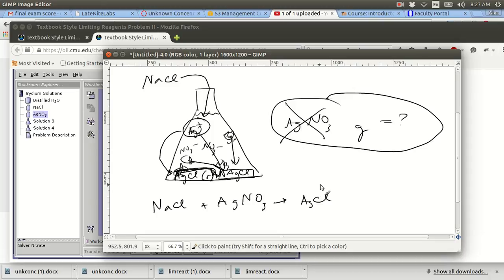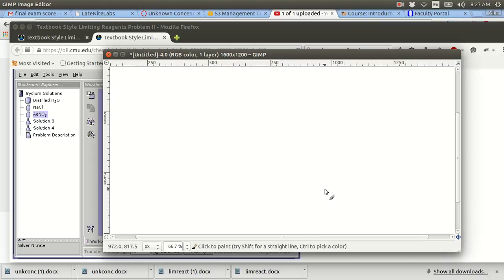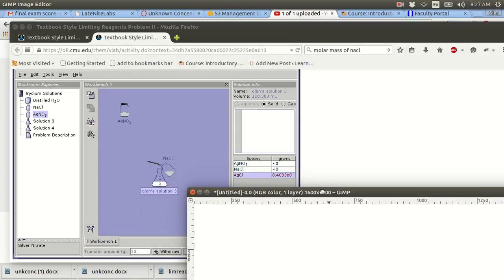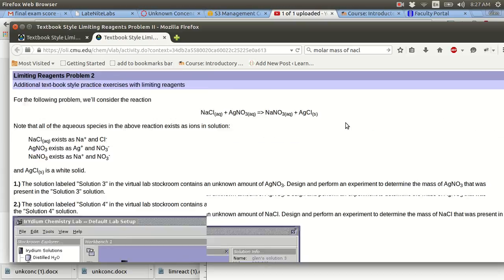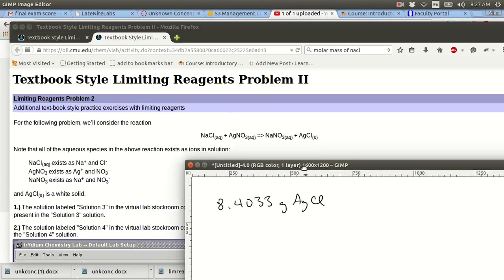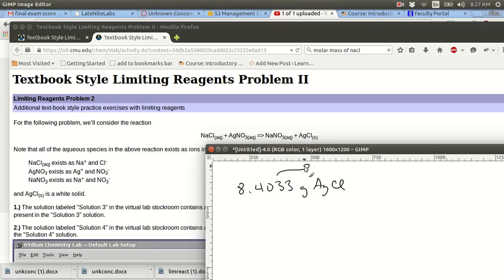So what does that mean? That means now I can calculate AgNO3 using the AgCl. Okay? And how can I do that? Let's see. What have I got? I've got 8.4033 grams of AgCl, right? Take this up here to the chemical equation. So I have this many grams of that stuff, AgCl. I want to calculate this stuff, AgNO3.